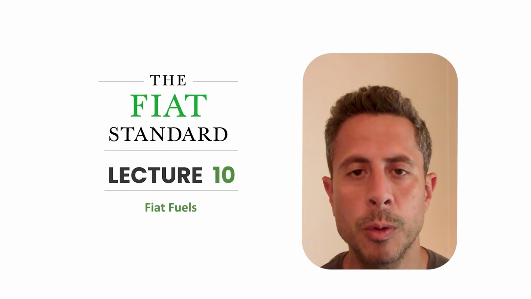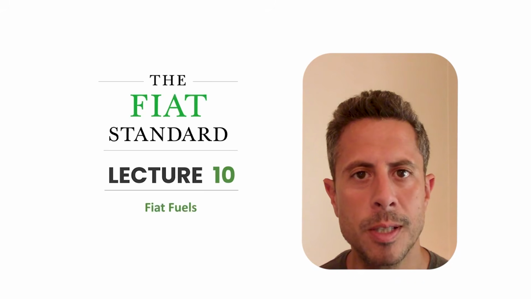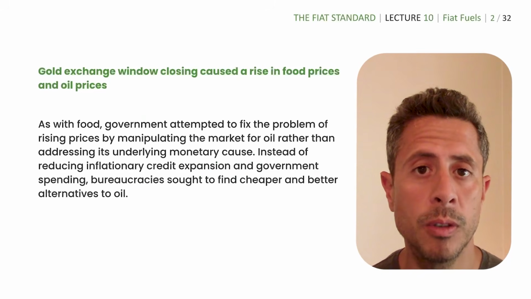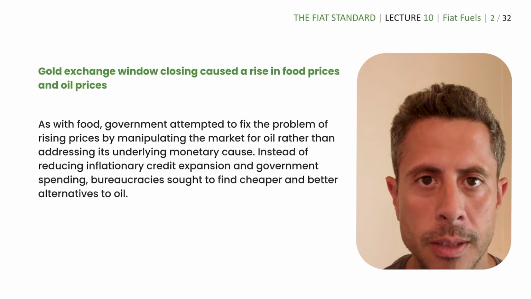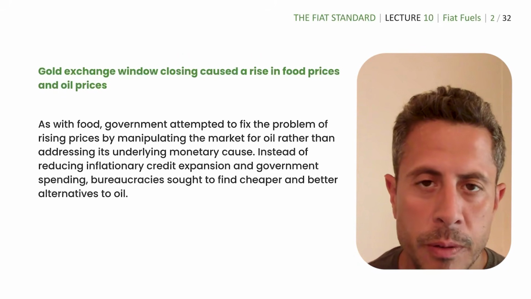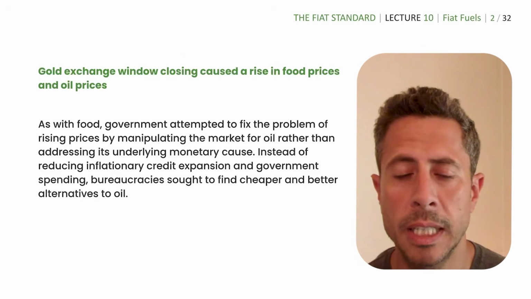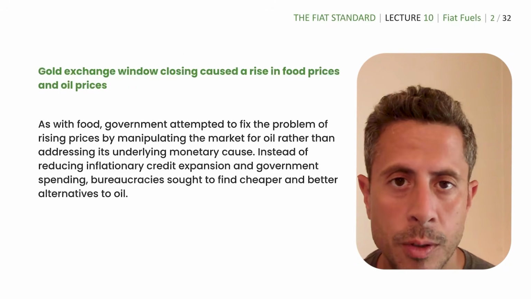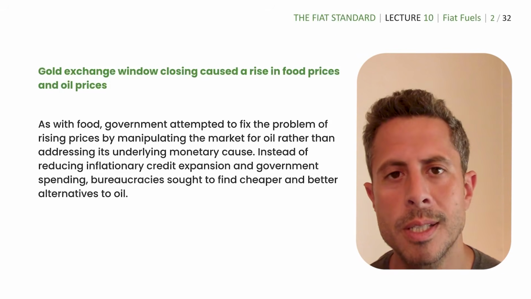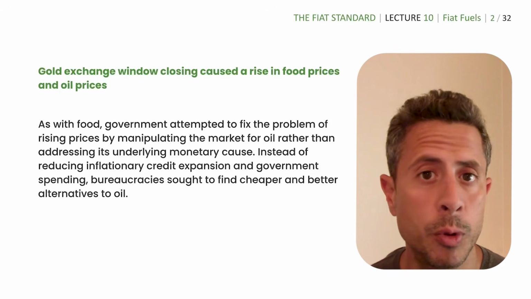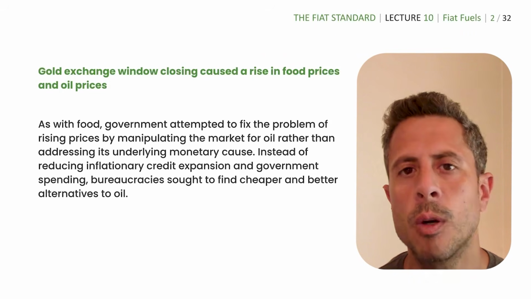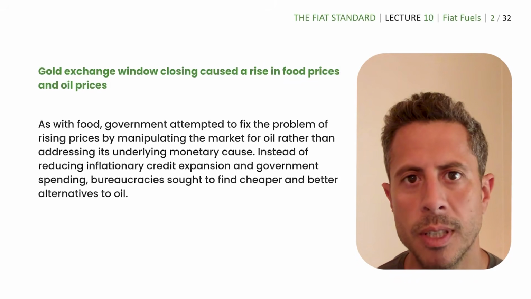And in this lecture, we're going to discuss the impact of the fiat monetary system on the global fuel system and the energy market. So, as we discussed in the previous chapter, when it came to food, the 1970s was a decade of inflation and rising prices. And food prices rose significantly in the 1970s, and also, of course, energy prices rose significantly.